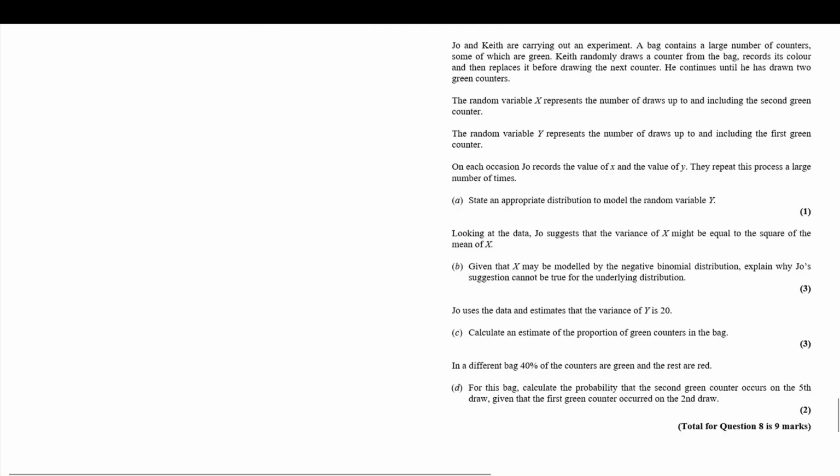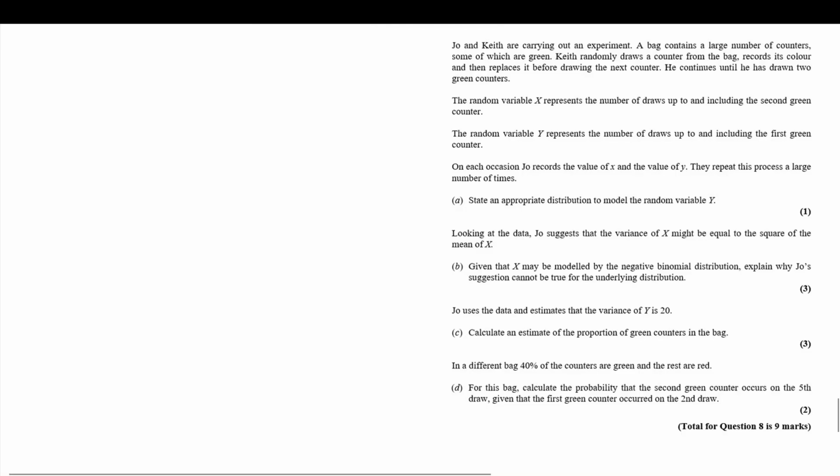So in this question, we're told that Joe and Keith are carrying out an experiment. A bag contains a large number of counters, some of which are green. Keith randomly draws a counter from the bag, records its color, and then replaces it before drawing the next counter. He continues until he has drawn 2 counters. The random variable x represents the number of draws up to and including the second green counter.